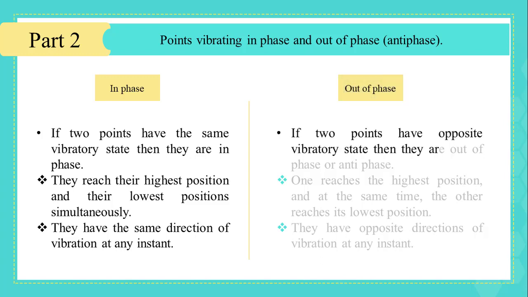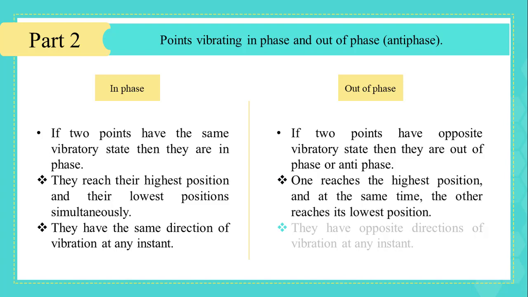If 2 points have opposite vibratory state, then they are out of phase or antiphase. One reaches the highest position, and at the same time, the other reaches its lowest position. Also, they have opposite directions of vibration at any instant.